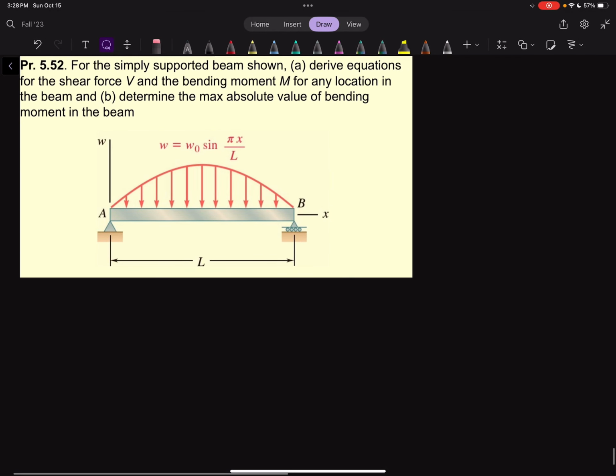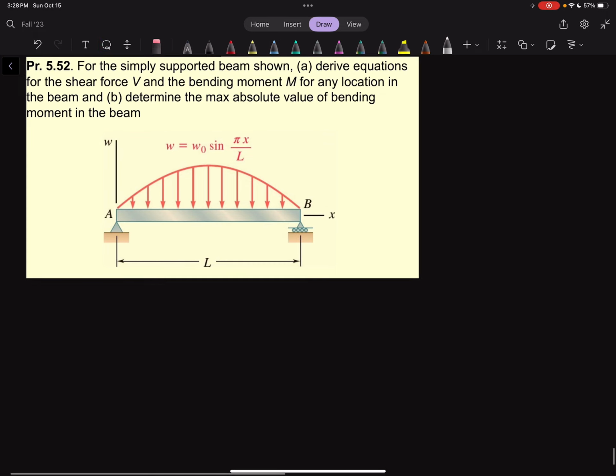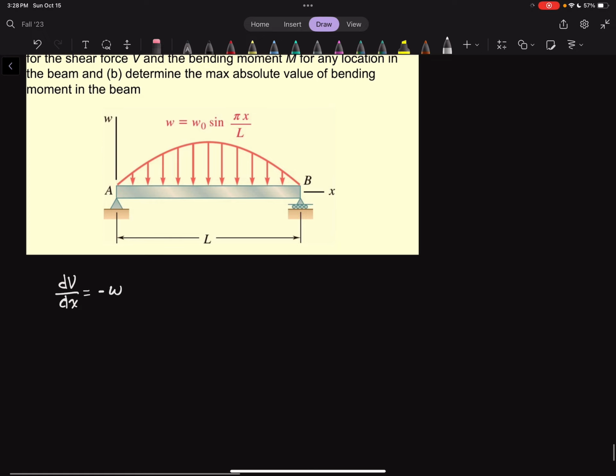For the simply supported beam shown, A, derive the equations for the shear force V and the bending moment M for any location in the beam, and B, determine the max absolute value of the bending moment in the beam. Okay, let's not panic. So we know that dV/dx is equal to minus w.